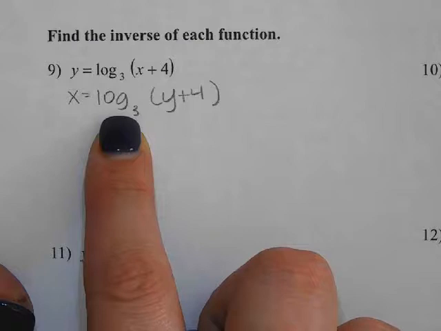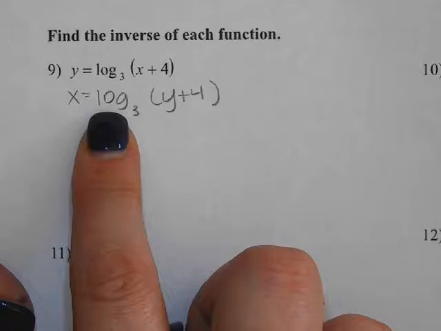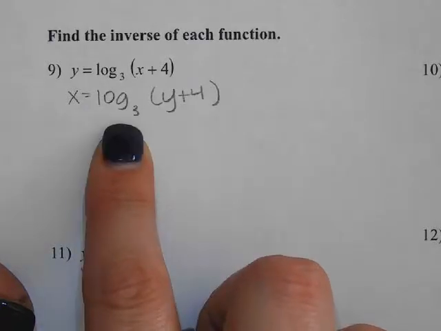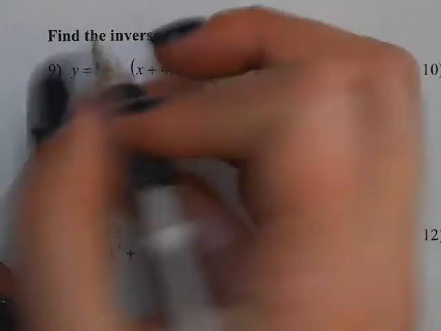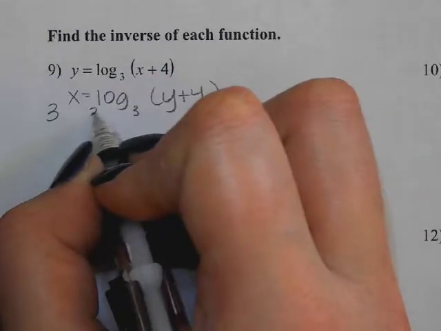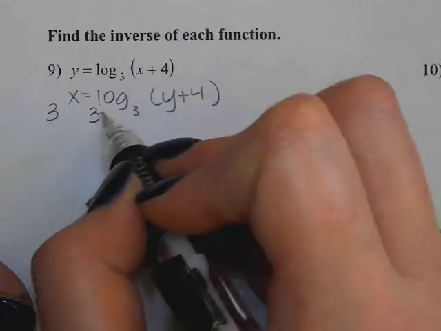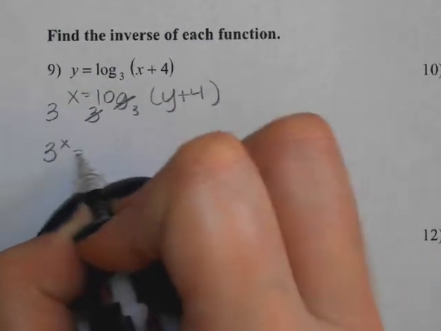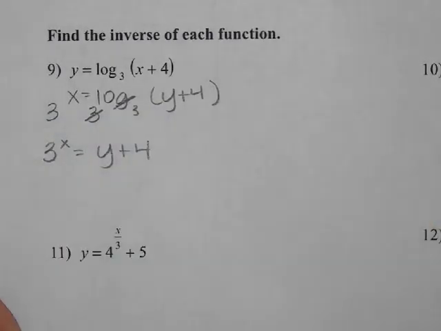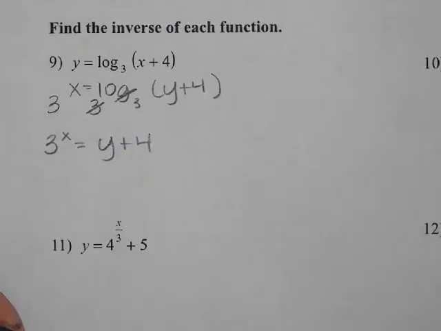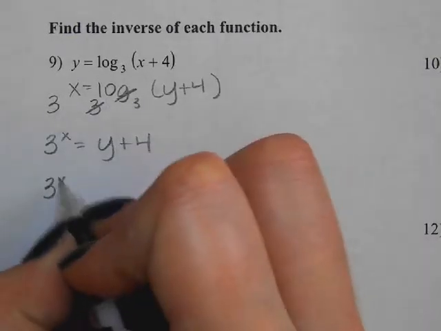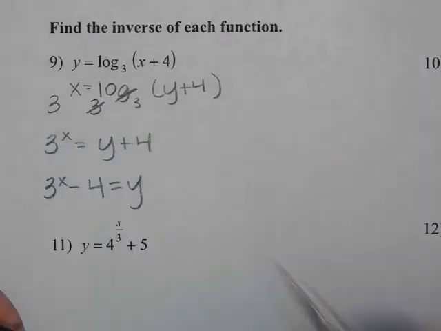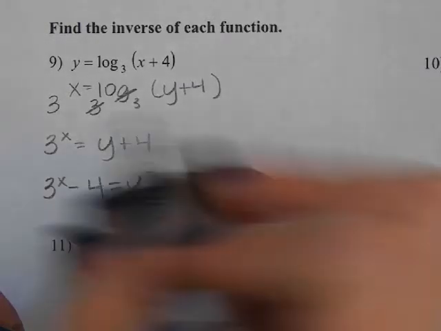Okay? So do you guys want to Tootsie Roll or do you want to do the inverse? Inverse. So the inverse of a log base 3 is a base of 3. So I'm going to base of 3, base of 3. The base of 3 and the log 3 cancel. So I get 3 to the x equals y plus 4. Now we can minus 4. 3 to the x minus 4 equals y. What do I do to make sure the notation is correct? Little negative 1 inverse, and I'm done.